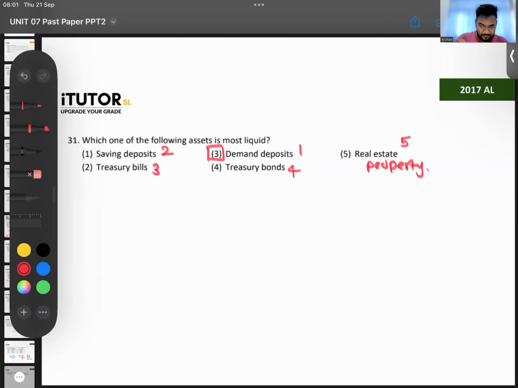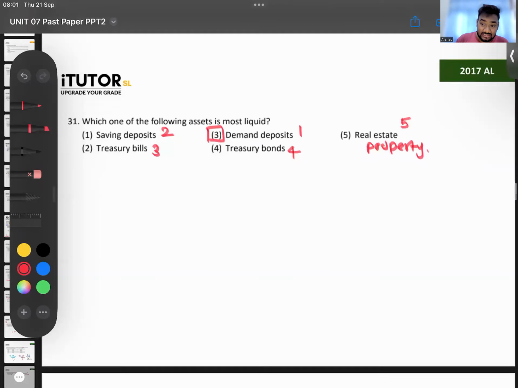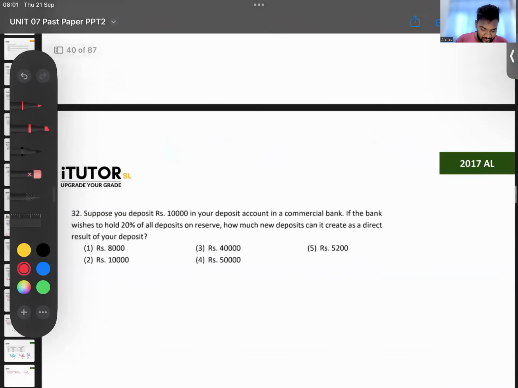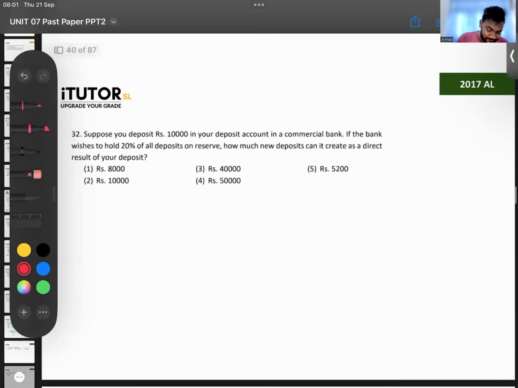Okay. Now, then we'll go into 32. Yes, savings deposits are part of near money. Savings deposits, fixed deposits, treasury bills, commercial papers, all near money.